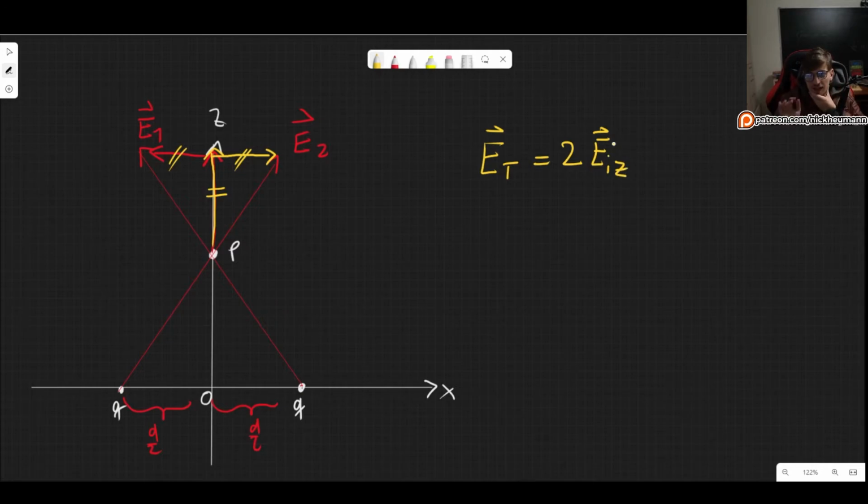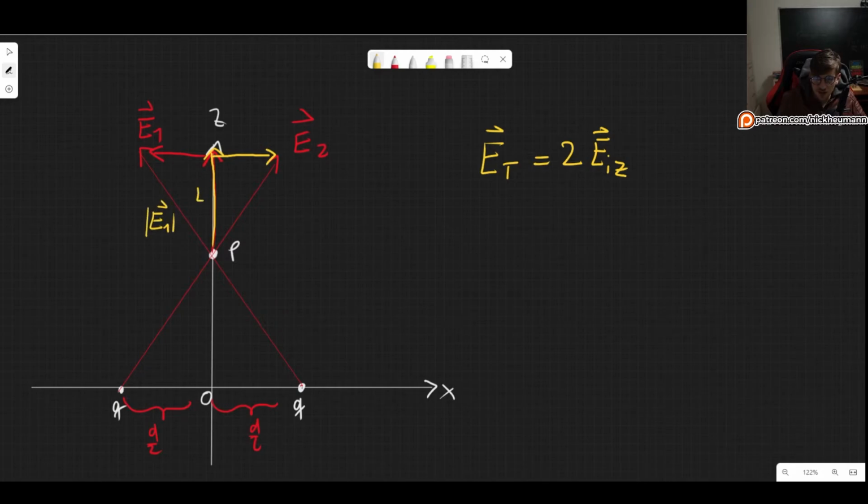That is what we can see from the geometry. So how do we find just the z direction here? Well, let's get rid of some of these lines. Maybe let's go for E1, for example. So this right here is just the magnitude E1, right? This is just the magnitude of the vector E1.